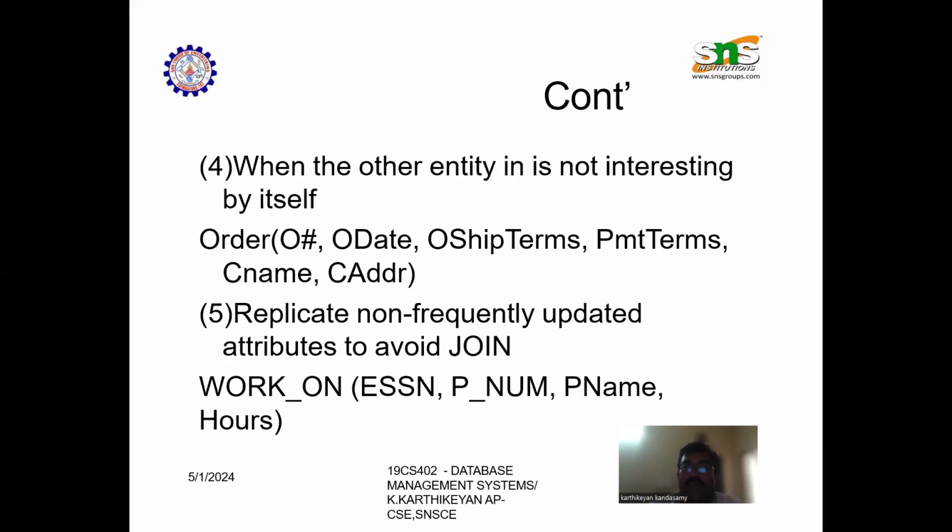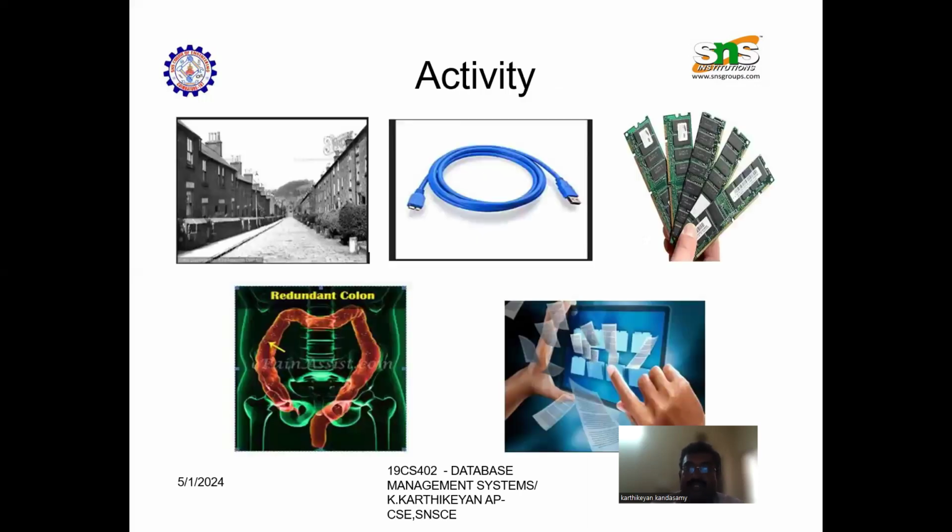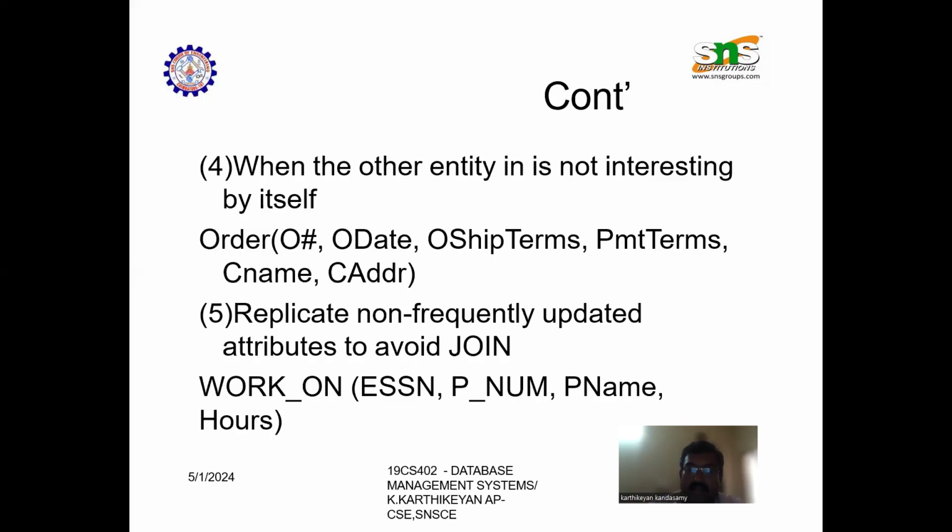And continue when another entity is not interesting by itself. So order name, order date, order ship term, payment term, C name, C address. Replicate non-frequently updated attributes to avoid joins. So works on SSN, P number, P name, hours. This is a condition of denormalization; once verified, update your database in the system.